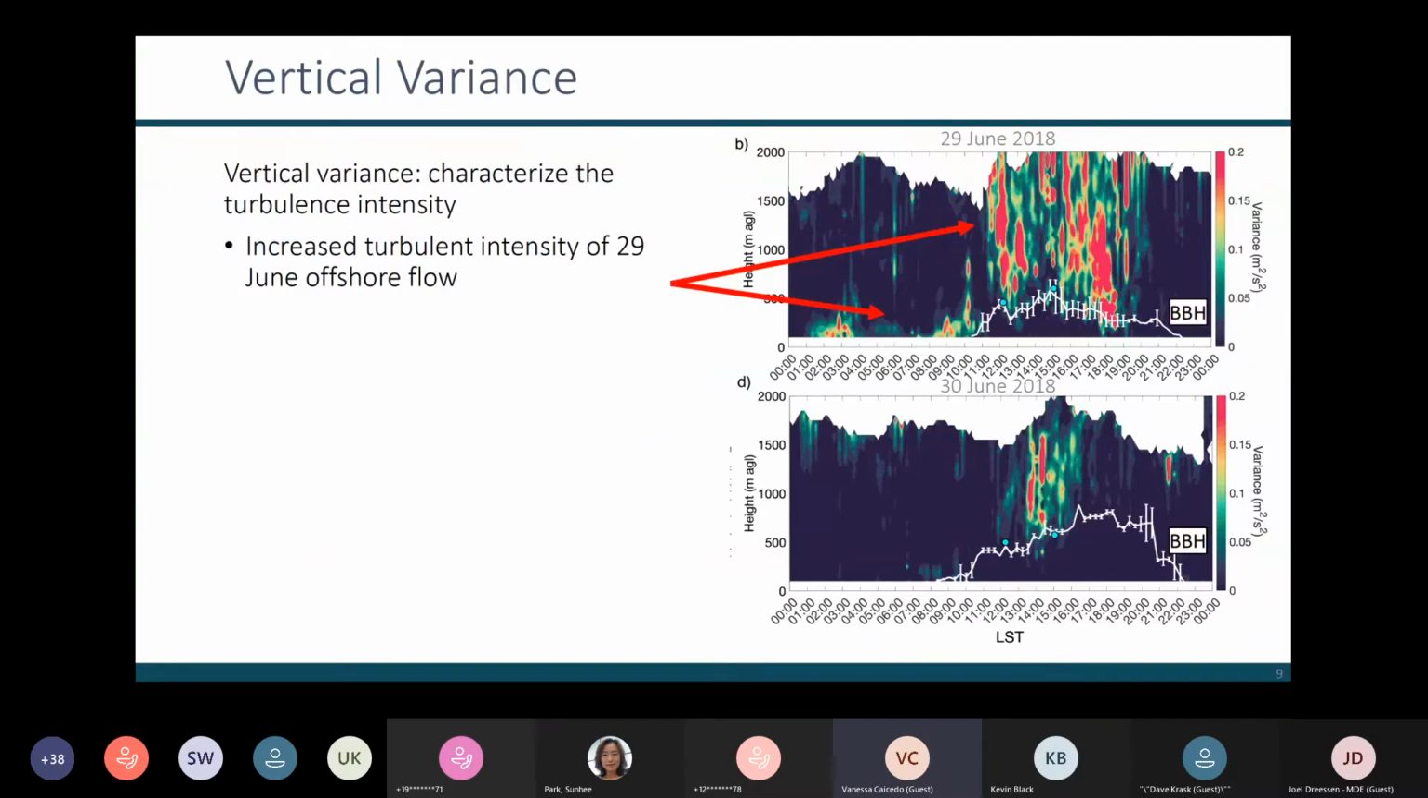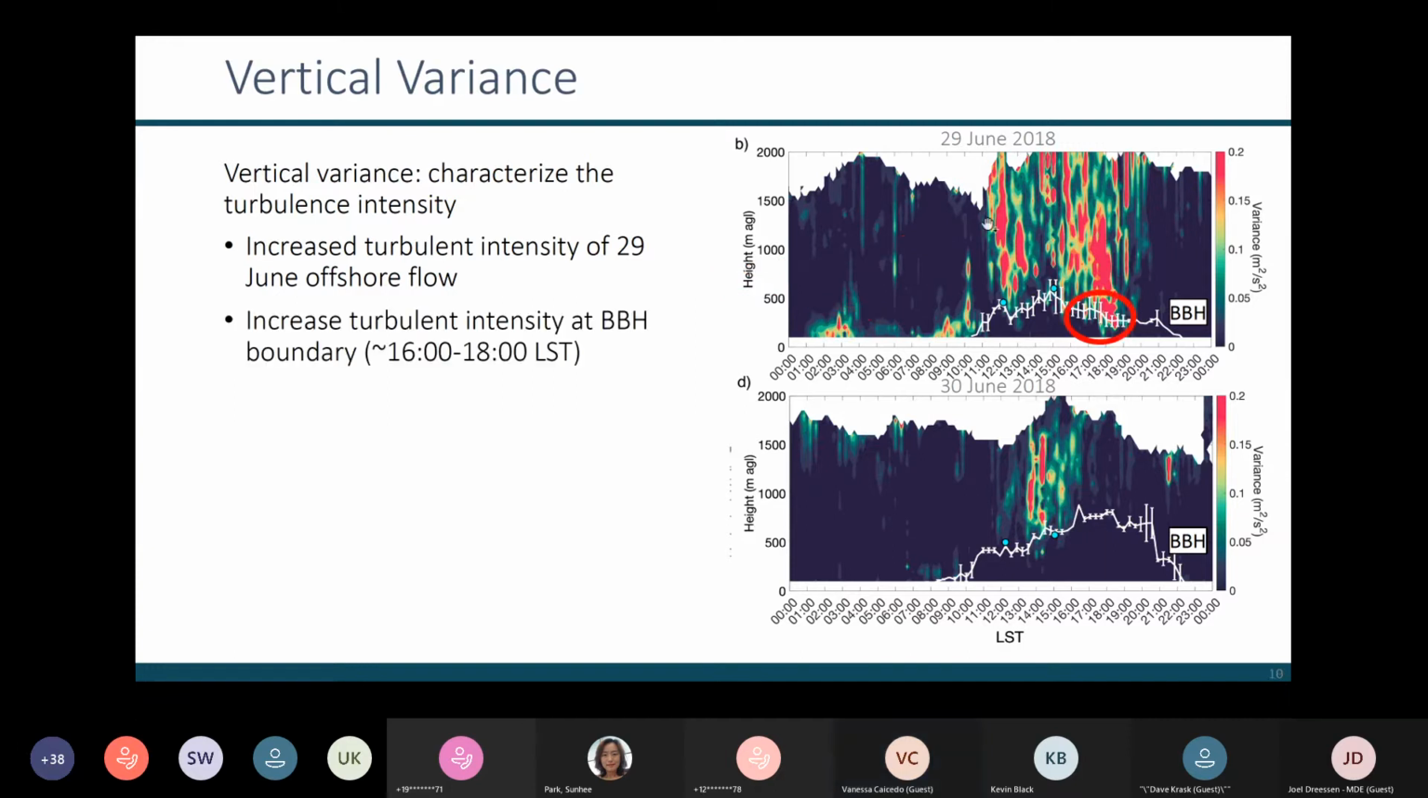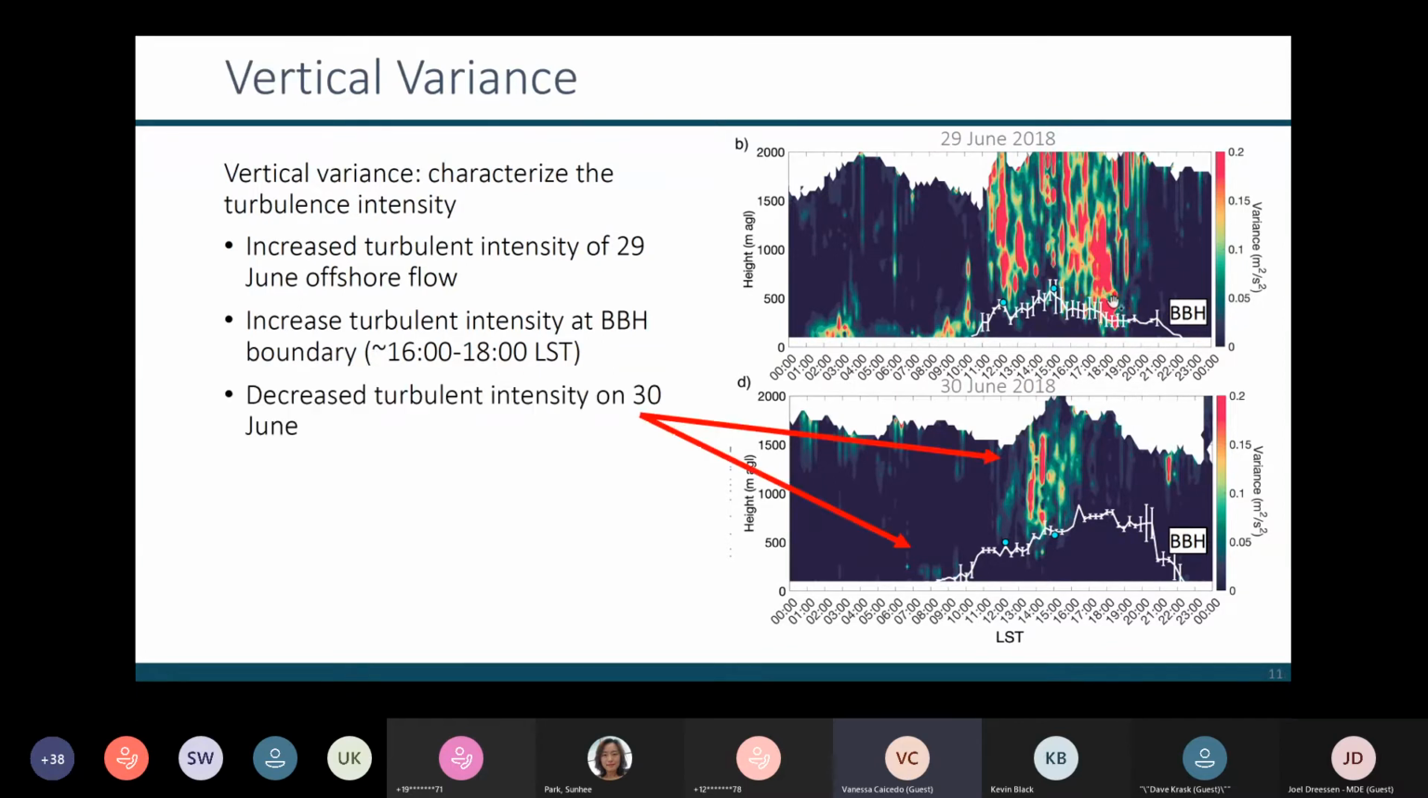Now we can also look at the vertical variance of these measurements, and that is to help us characterize a little bit more of the turbulent intensity. And so again, not surprisingly, the thermals getting advected from the offshore flow over the water are the ones that contain most of that turbulent intensity above that Bay Breeze height here for June 29th. We also see some highlighted intensity right at the border of that Bay Breeze height on June 29th, and we'll talk a little bit more about that later.